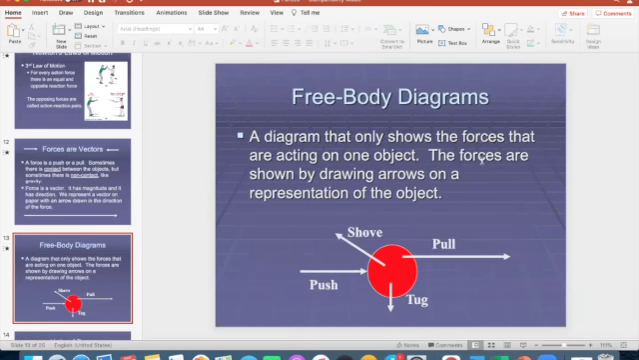All right, so this is a free body diagram discussing the different types of forces. So you have a push, you have a pull, you have a shove, you have a tug. Just different words that describe force.